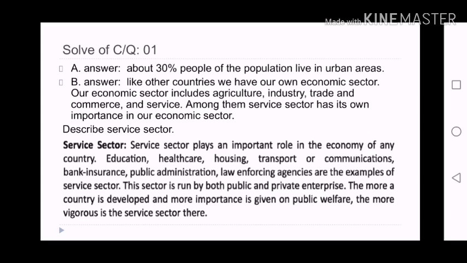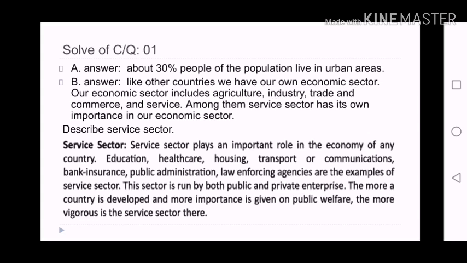The second question was service sector. What do you know by service sector? Explain. So, first of all, you have to start writing the answer by giving the knowledge-based idea from your book. And you can write it like this. With the introduction, like other countries, we have our economic sector. Our economic sector includes agriculture, industry, trade and commerce, and service.